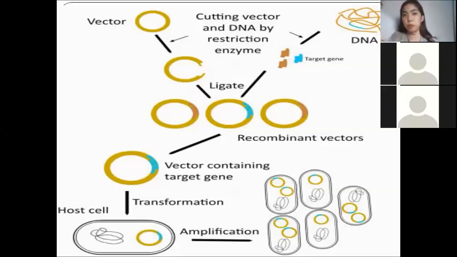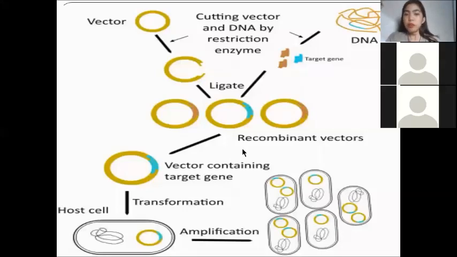So something like that. So from the target gene, sabi nga ang sample ko kanina is human insulin, and then from the plasmid, which is yung vector, bind or combine together, they seal because of the enzyme ligase. Ang tawag doon is recombinant vector.